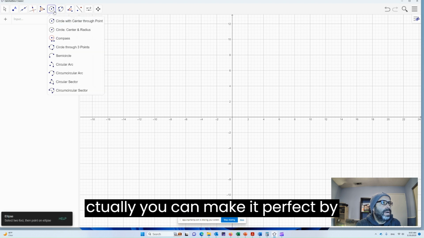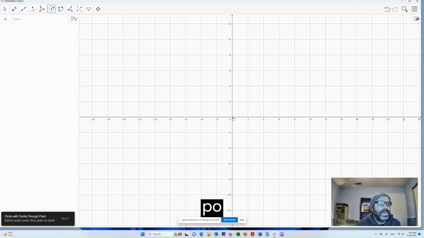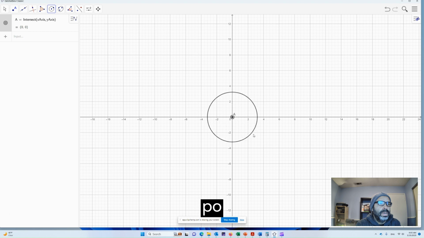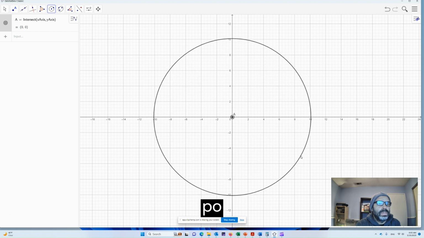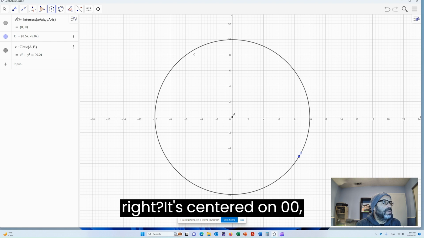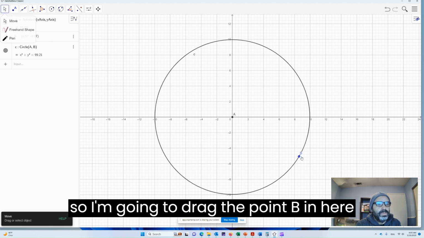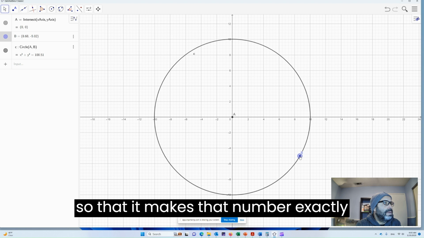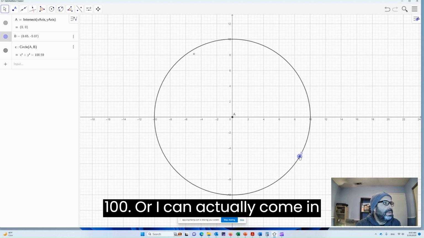For my case, I'm going to drag the circle from the center, which is 0, 0, and drag it all the way to 10 units. Okay, obviously, this is probably slightly more than 10 units. Let's check in here. The radius is square root of 99, which is almost 10. So actually I can make it perfect by dragging the point B, right? And it's centered on 0, 0. So I'm going to drag the point B in here so that it makes that number exactly 100.